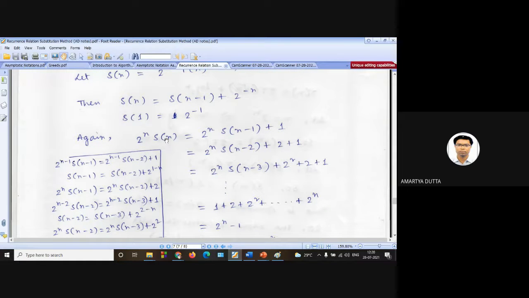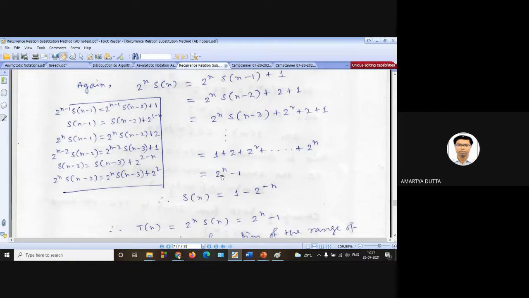Okay. Now multiply both sides by 2 to the power n. Now substitute this S(n-1), that is S(n-2), S(n-3). Finally, we can get 2 to the power n minus 1. Okay. So 2 to the power n S(n) is equal to 2 to the power n minus 1. So S(n) is equal to 1 minus 2 to the power minus n.